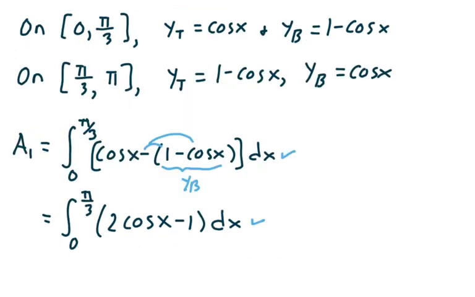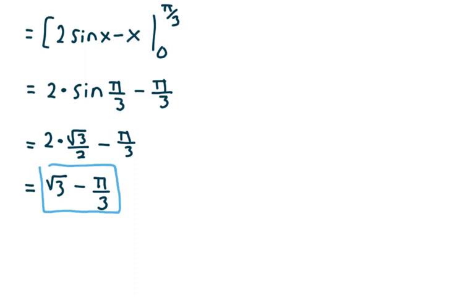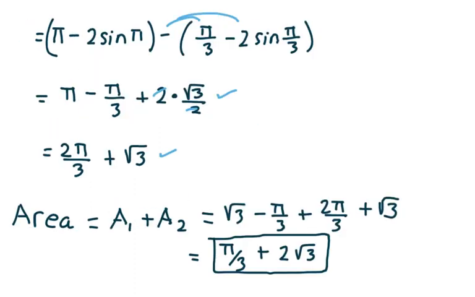And if we go back, let's go back to that last page. So the area is a sub 1 plus a sub 2, which is square root of 3 minus pi over 3 plus 2 pi over 3 plus the square root of 3. Add them up, we get pi over 3 plus 2 times the square root of 3.